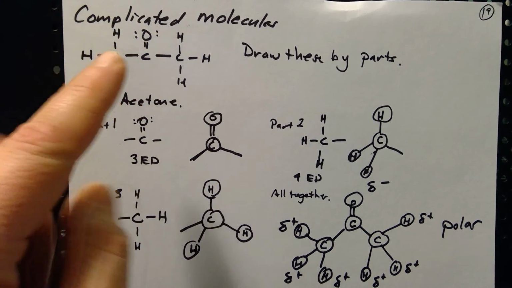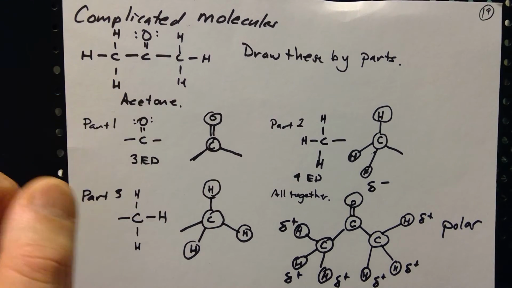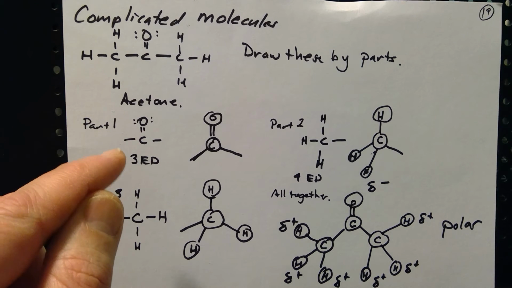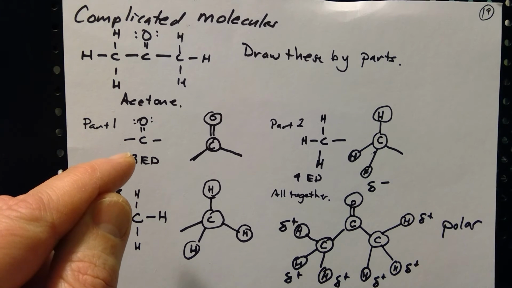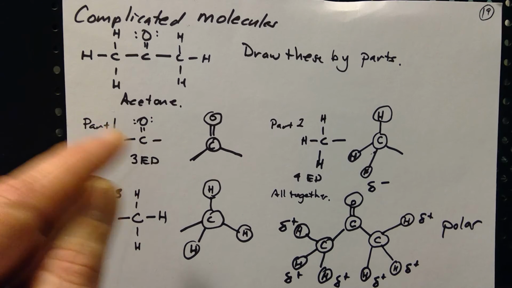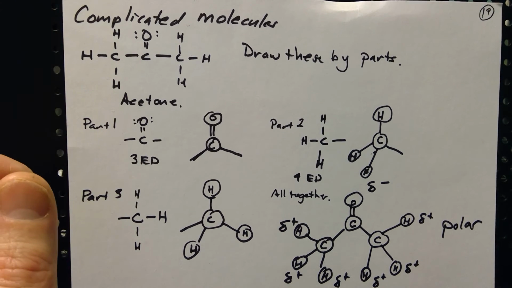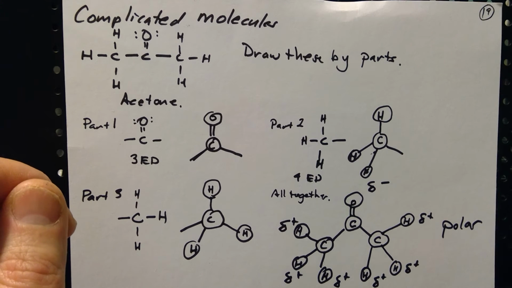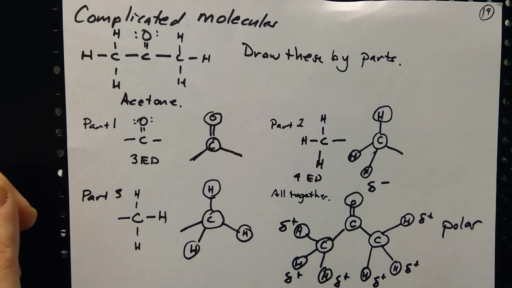So if you look at the center of this, and we draw that part, well, there's the Lewis dot structure for just that center area. And those bonds, those bonds go on to those carbons. But looking at just that part, that has 3 electron domains. So that part would have this little Y-shape.